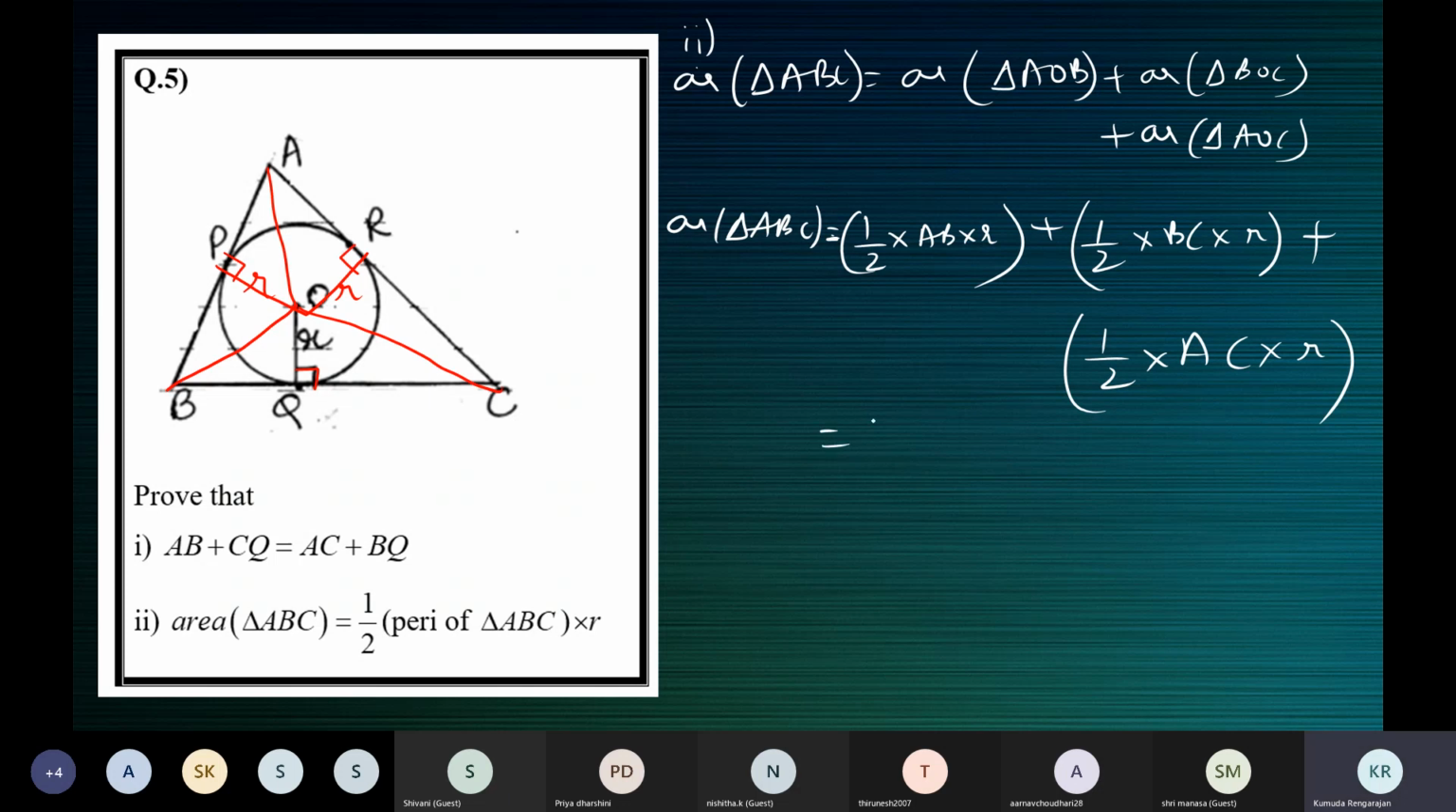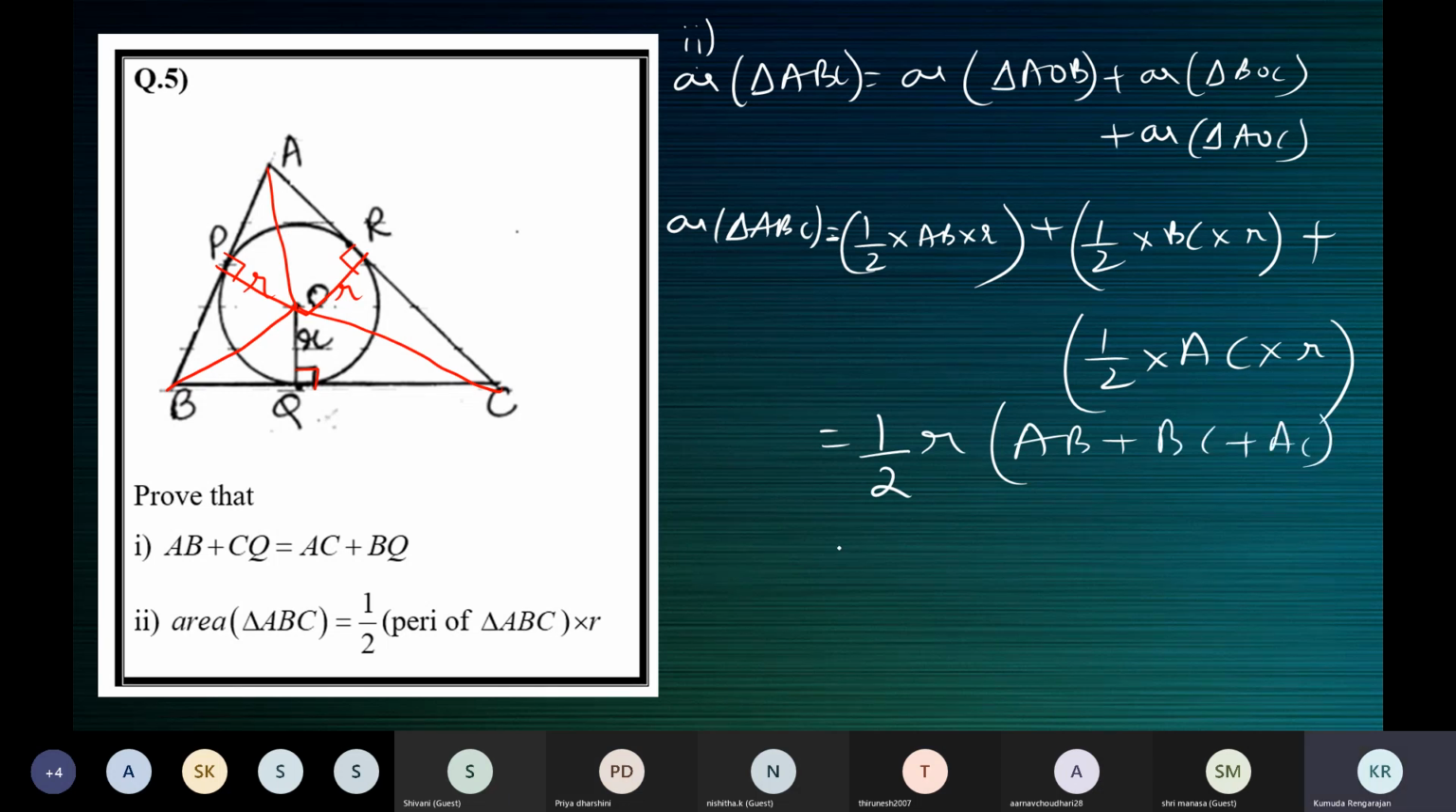So this will give us, in all the brackets, children, you can see that half R is common. Yes or no, children? Yes. Now, if you take out half R common, what will you get inside the bracket? AB plus BC plus AC.